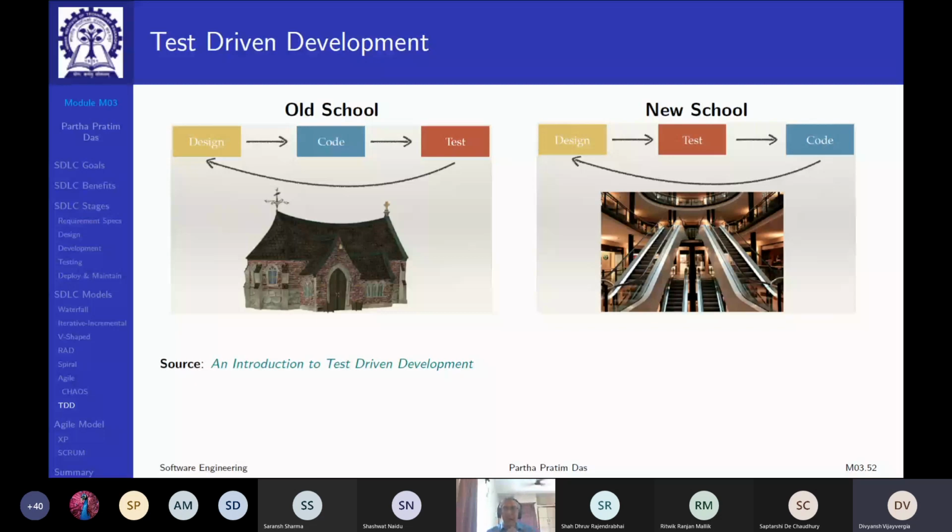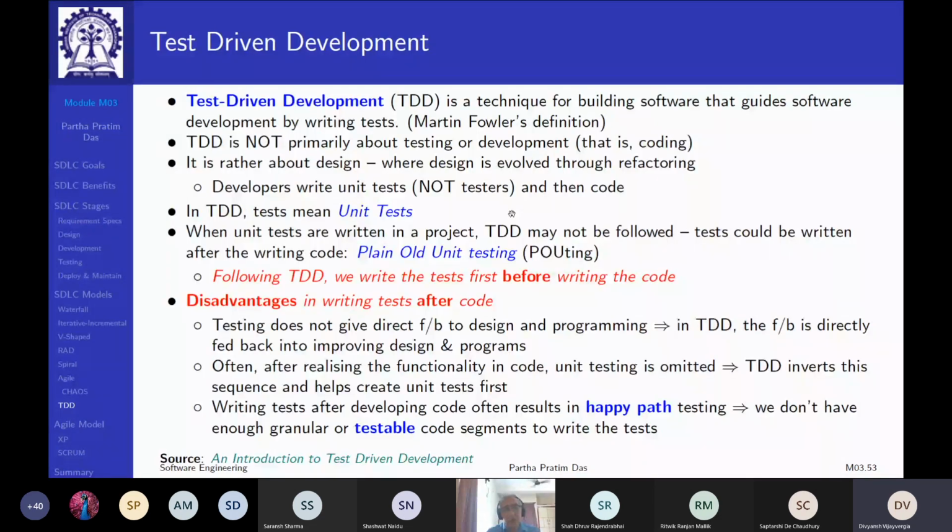So the advantage here is that your coding and testing get far better coupled. When you're done with your coding, your testing is done, at least to a good extent. TDD primarily applies to unit testing, which is the big part of testing. It's a group headed by Kent, who has worked on this for a long time, and there are very many proponents of that. So TDD is a technique for building software that guides software development by writing tests. So you first write the tests, and then you write the code.